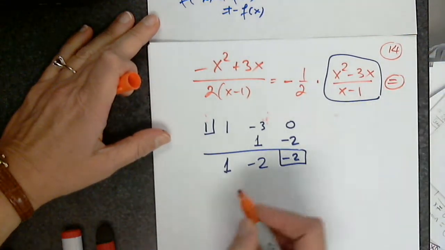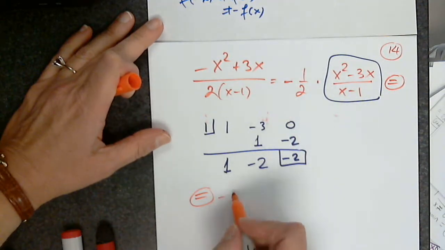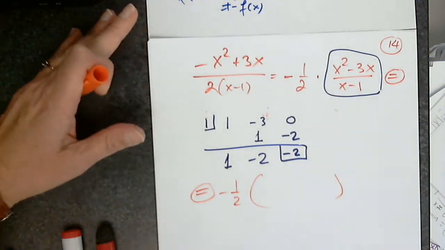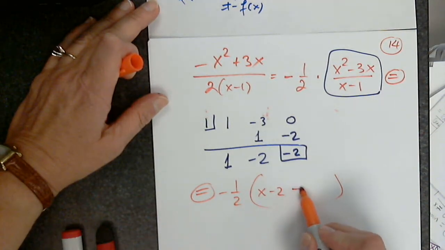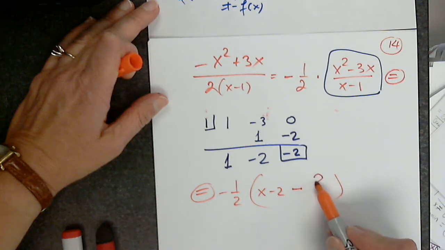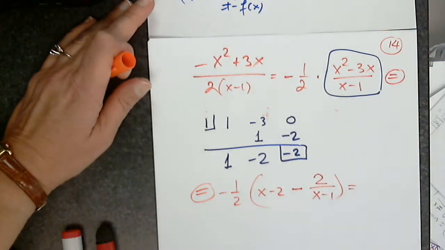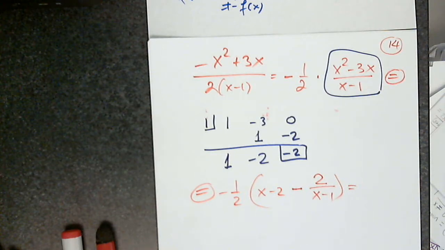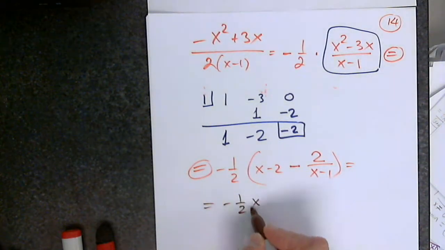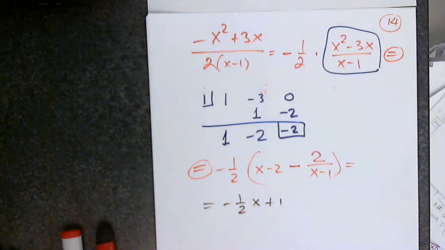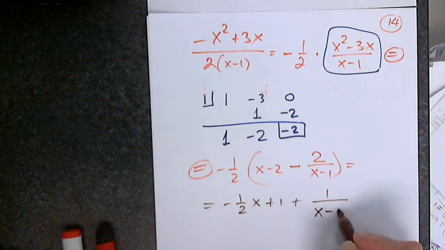So remember, I have to come back. I have to copy -1/2. And now in parentheses, tell me what the answer is. X minus 2. Very good. Minus? Minus 2 over x. Good. And now I have no choice but to incorporate the -1/2. I cannot disregard it. I made it wait for me because it was easier to divide without it. But it's part of the problem. I cannot ignore it. So then, -1/2 x plus 1 plus 1 over x minus 1.